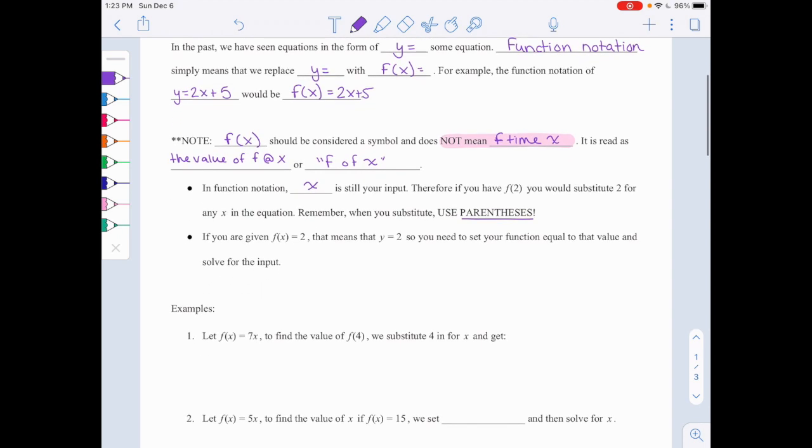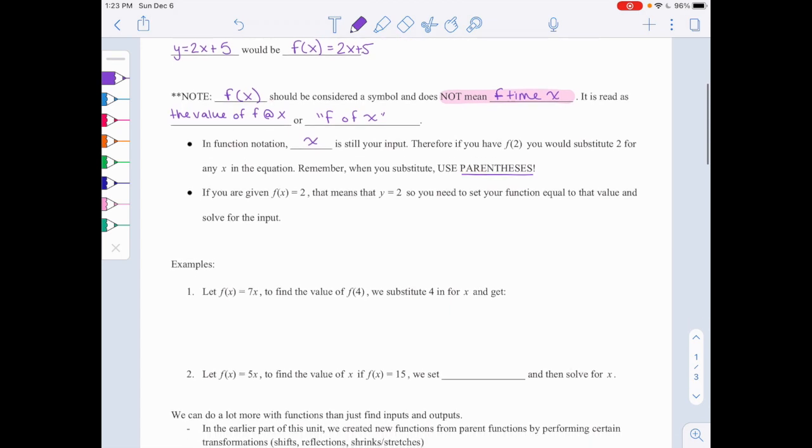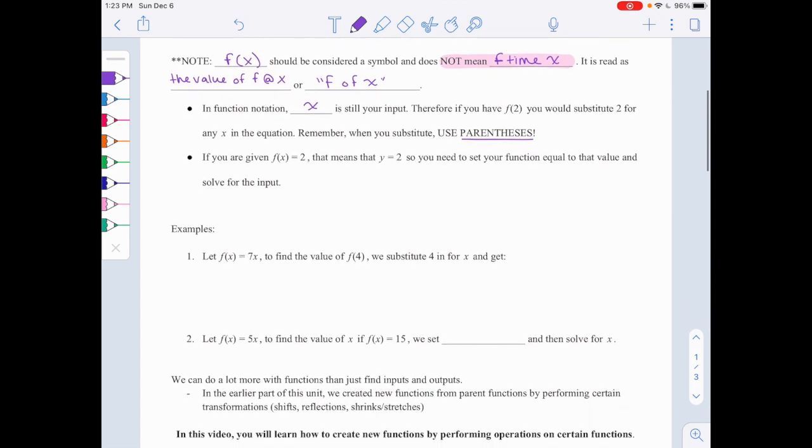So I've got two examples here. It says, let f of x equal 7 times x. Find the value of f of 4. That means we substitute 4 in for x. So I'm going to have f of 4 equals 7 times 4. 7 times 4 is 28. So f of 4 is 28. And basically what this is saying is when x is 4, y is 28, or we can have the point (4, 28).